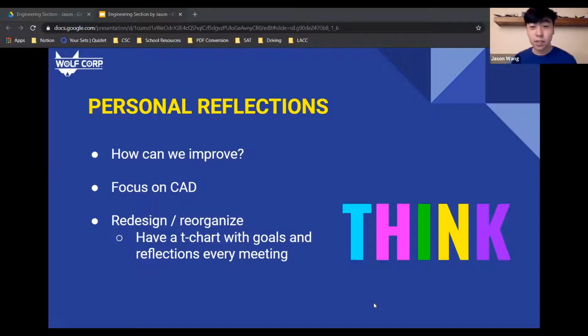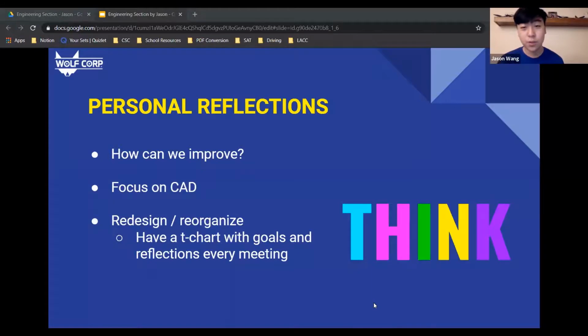So that was a quick rundown of our Wolf Corp's engineering section for the Skystone season, but we think in this video we also want to reflect on how we can improve our documentation for the upcoming season and address some flaws that we have now. One of the things we need to add is more detailed CAD drawings so people have a better idea of what our prototyping stage was like.